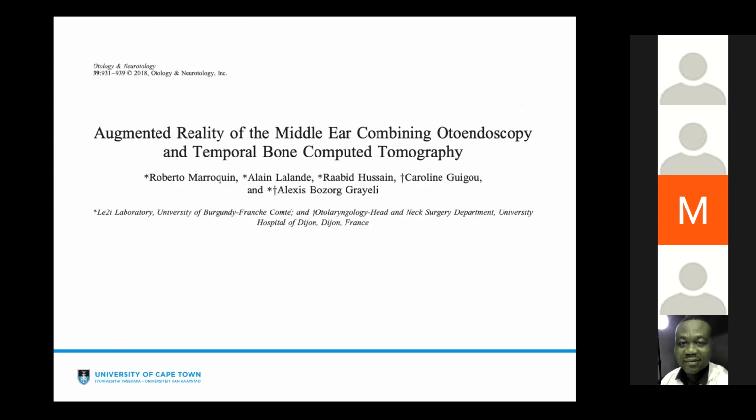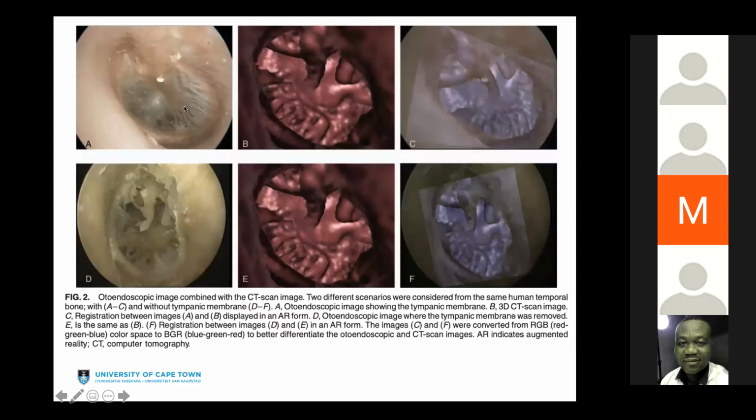The other interesting study that I found in the future of otoendoscopy is augmented reality of the middle ear, when you combine otoendoscopic images and temporal bone CT scan images. You can see here, the first image is an endoscopic image that one gets using the Hopkins rod. The second group of images are ones attained using a 3D reconstructed CT scan. When these two sequences of images are merged, you get an augmented reality in which one is able to anticipate what one is going to get when performing any sort of intervention in the middle ear.